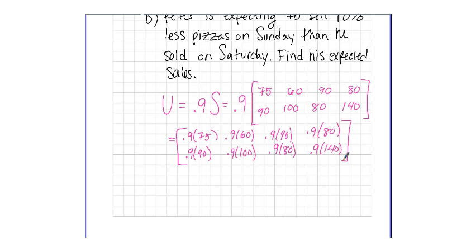So then all that's left to do for our scalar multiplication is to finish the multiplication part. So if we multiply all those numbers by 90%, we're going to get across our top row 67.5, 54, 81, and 72. And then in our bottom row, we're going to have 81, 90, 72, and 126. And so each row and column would still represent the same values that they did in our original matrix. So this 54 here in our first row, second column would represent at lunch on Sunday, he's expecting to sell 54 veggie pizzas.